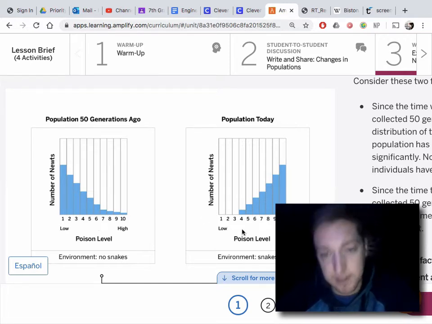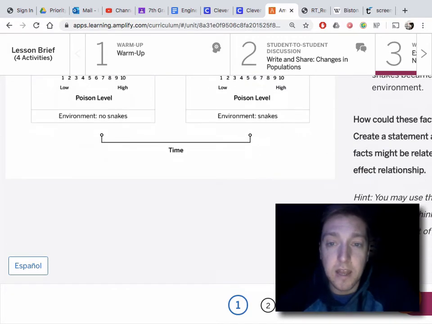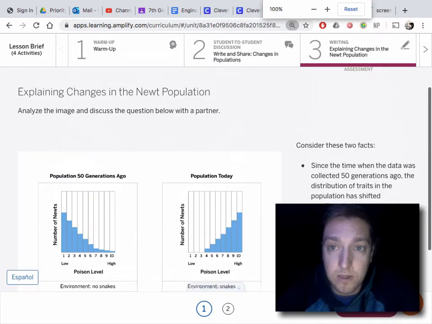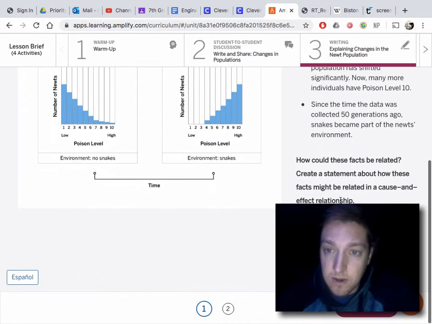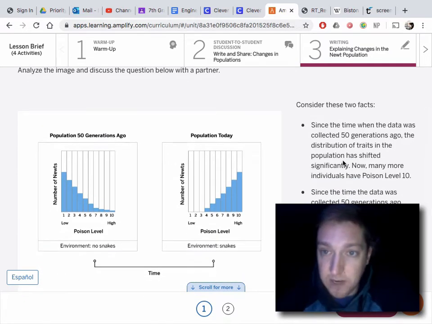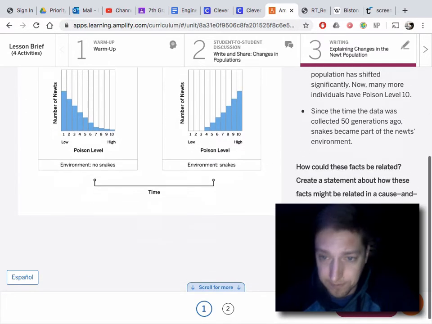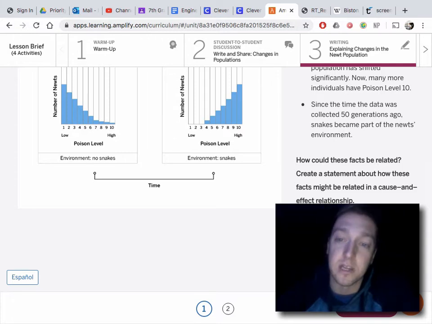But after snakes, it basically reversed. And you're going to have to make a scientific argument about this. Consider these 2 facts. Since the time when the data was collected 50 generations ago, the distribution of traits has shifted significantly. It's basically reversed. Now many more individuals have poison level 10. Since the time the data was collected 50 generations ago, snakes have become part of the newt's environment. How could these 2 facts be related?